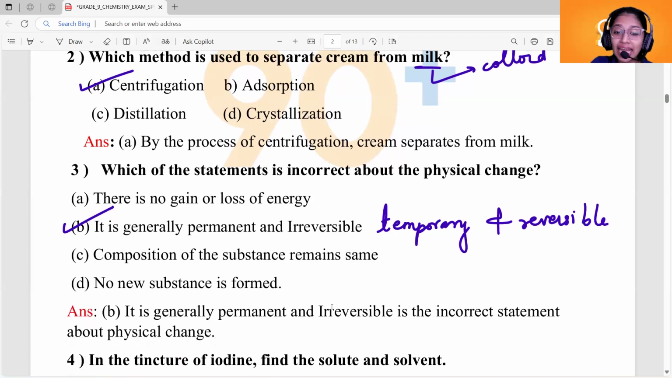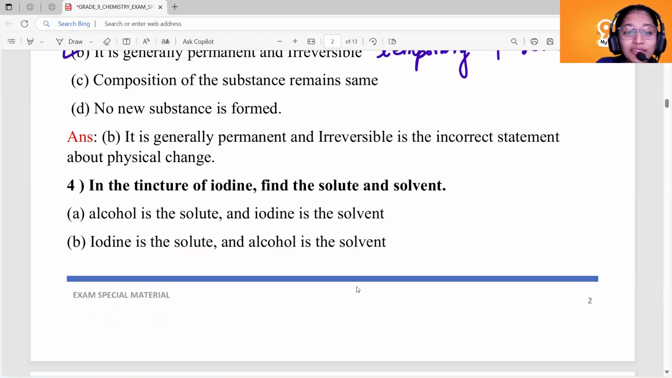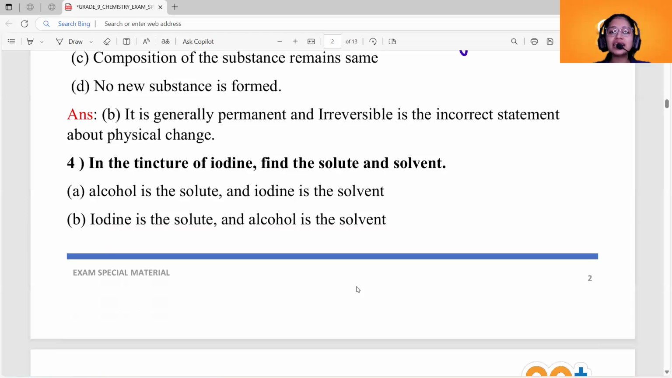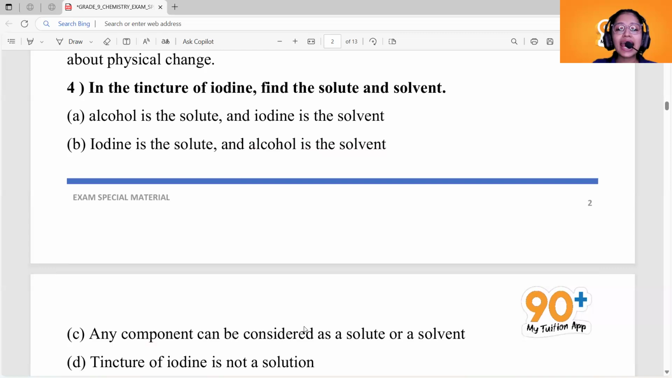In tincture of iodine, find the solute and solvent. So even without looking at the options, I'm sure you'll be able to tell me the answer. Right, which one is the solute and which one is the solvent? Since it is a multiple choice question, I'm giving you the liberty of the options. So what are the options? Option A, alcohol is the solute and iodine is the solvent. Option B, iodine is the solute and alcohol is the solvent. Option C, any component can be considered a solute or a solvent.